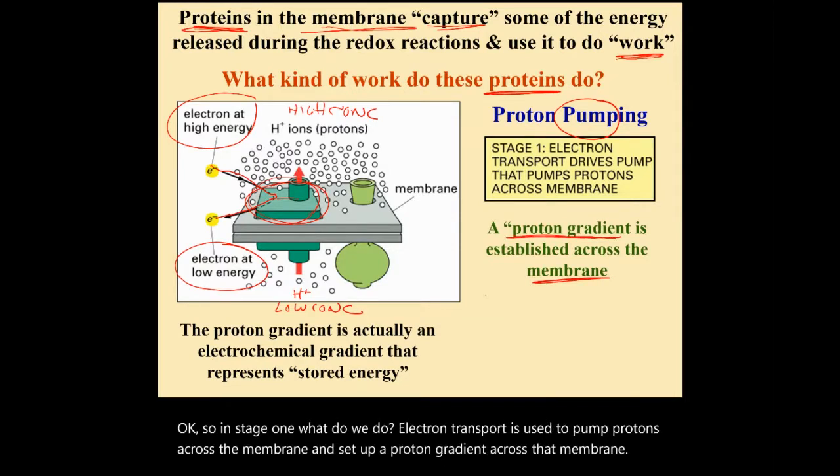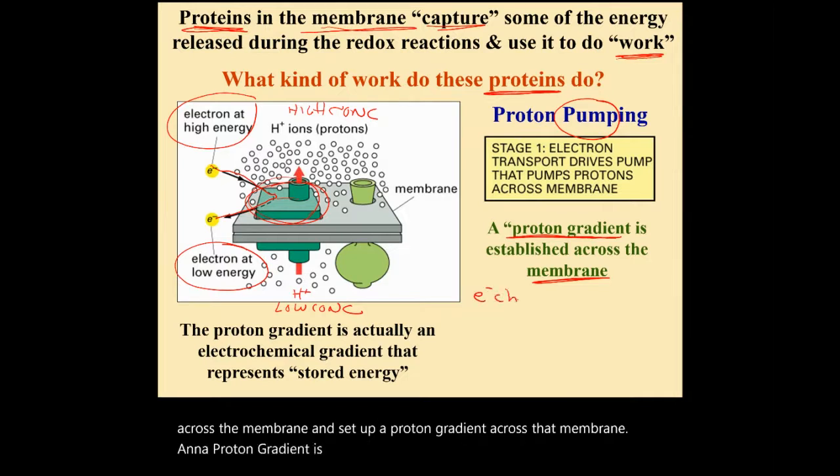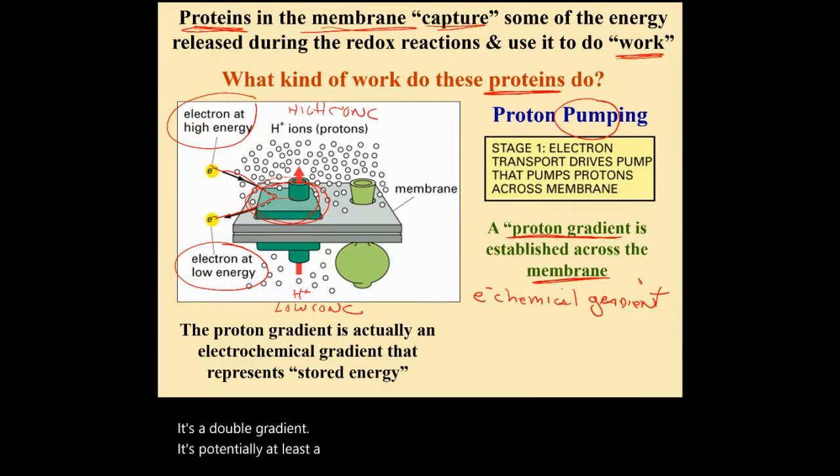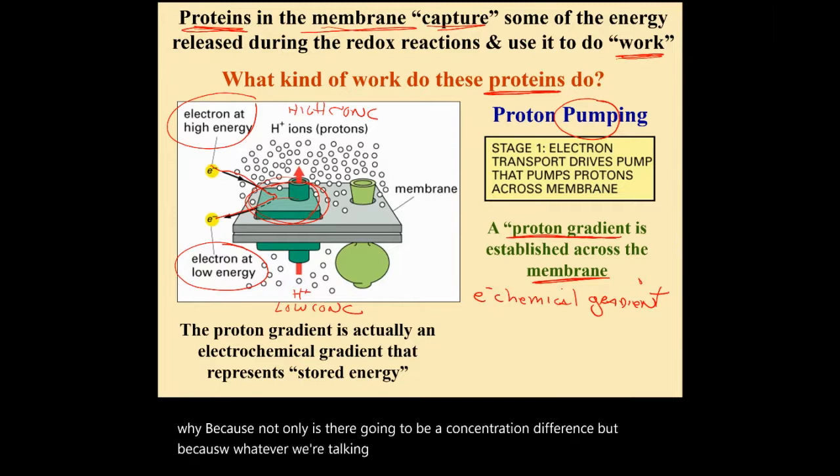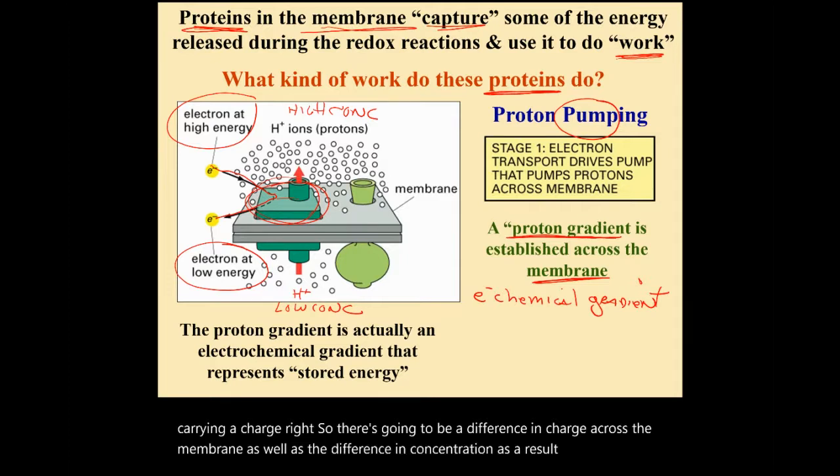And a proton gradient is an electrical chemical gradient. It's a double gradient. It's potentially, at least, a double gradient. Potentially a double gradient because why? Because not only is there going to be a concentration difference, but whatever we're talking about being high-low concentration is also carrying a charge, right? So there's going to be a difference in charge across the membrane as well as a difference in concentration as a result of pumping protons, all right?